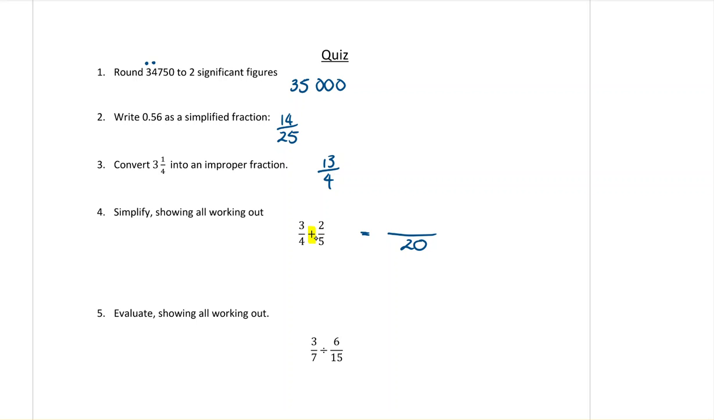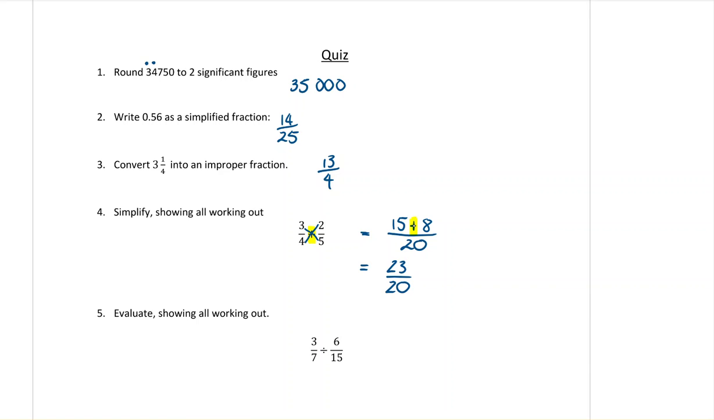Then you times diagonally. 3 times 5 is 15. And the other way, 2 times 4 is 8. And there'll be a plus sign in between. So it's 15 plus 8 on the top. Add together 15 and 8 and you get 23 out of 20 for the final answer. Okay, so that's for adding and subtracting, that you do that same method. The only difference for subtracting is that you will have a minus sign in here instead of a plus.